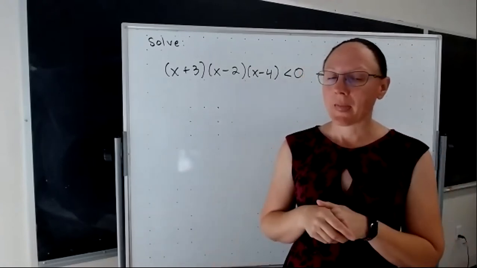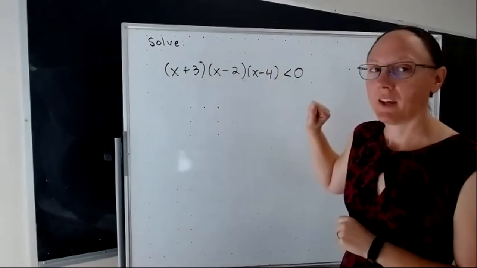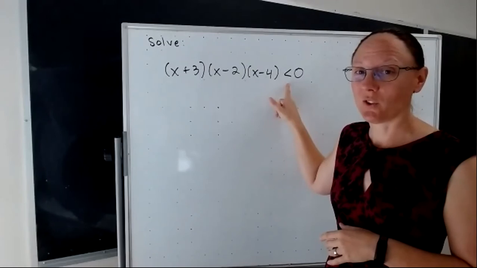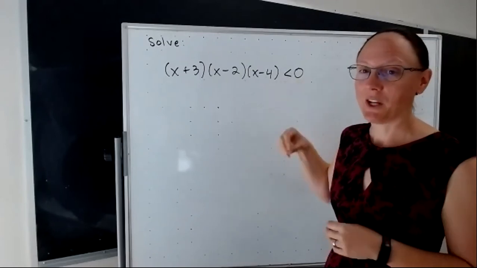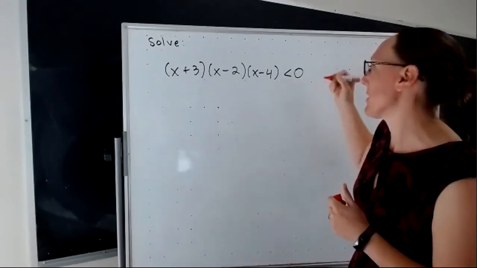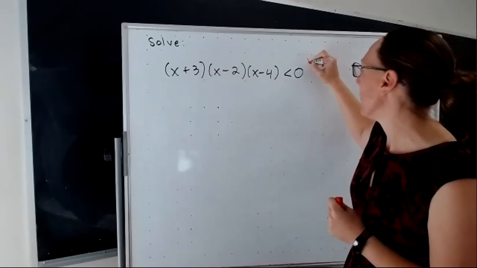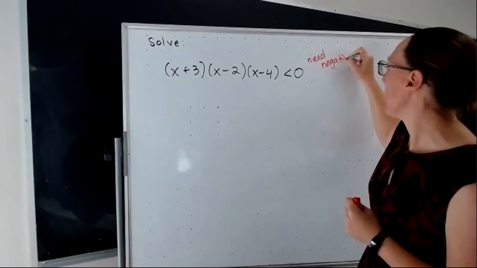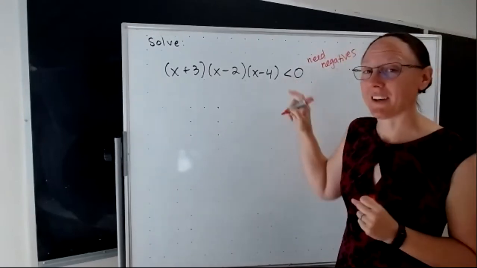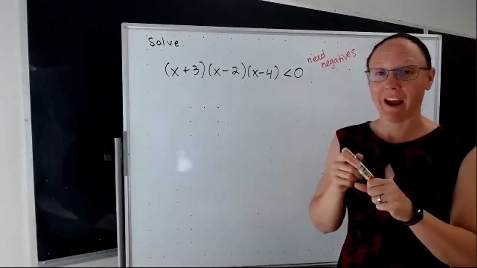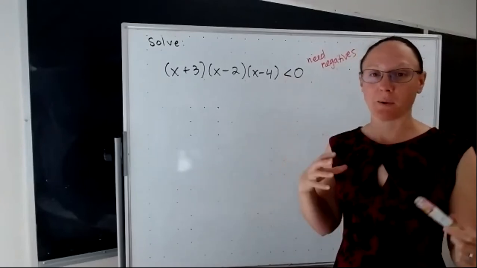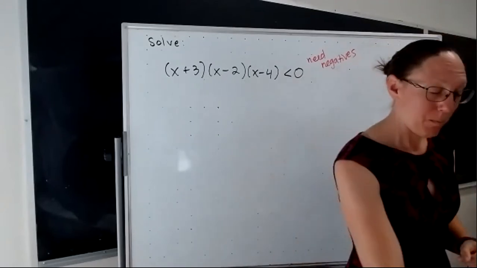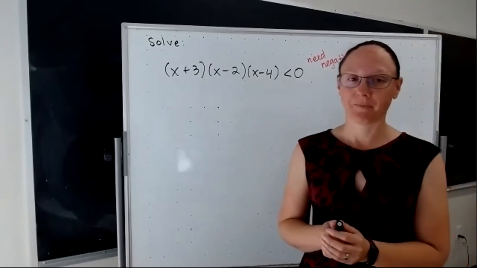Well, I have 3 pieces and they're being multiplied together. And the final result needs to be less than 0, meaning we're looking for the negatives. So I'm looking for the negatives. And I already know that because it doesn't have an or equal to, I'm going to have open circles on my number line and be using parentheses when we put our final answer in. So those are 2 things that we can pull out right from the start.